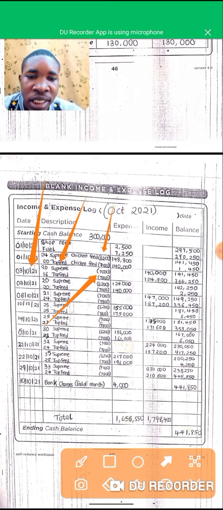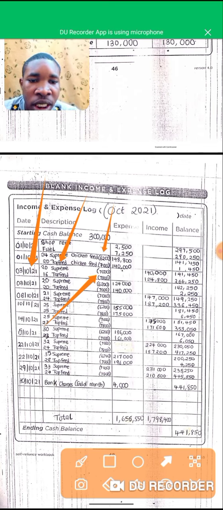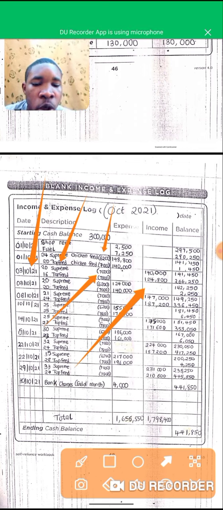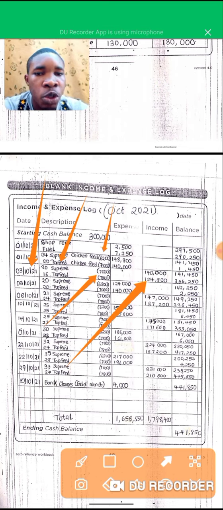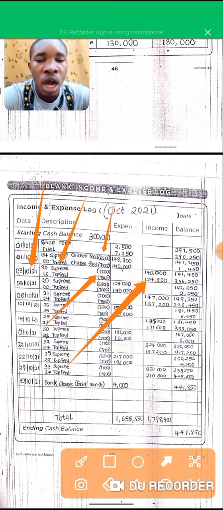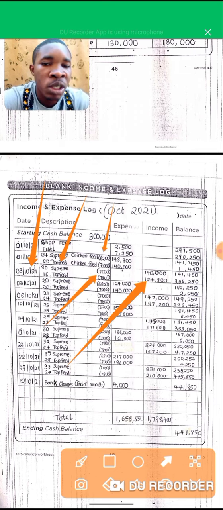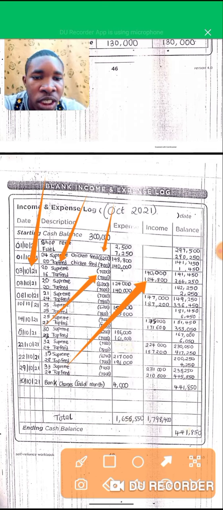So now, 7,000 naira times 20. This time I want to put it in income. I want to put it straight in income because we sold it. When we sell something, the money is coming into our pocket, which is why I put it here under income.